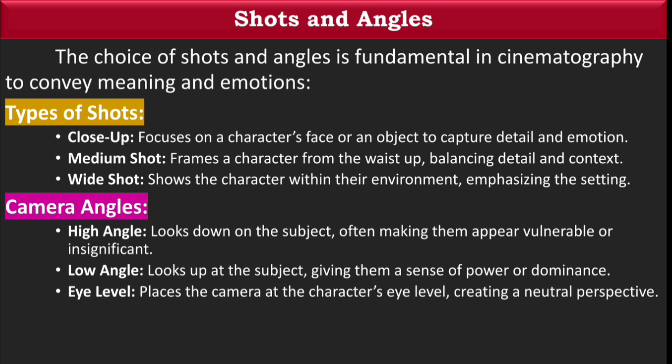Camera angles. High angle looks down on the subject, often making them appear vulnerable or insignificant. Low angle looks up at the subject, giving them a sense of power or dominance. Eye level places the camera at the character's eye level, creating a neutral perspective.